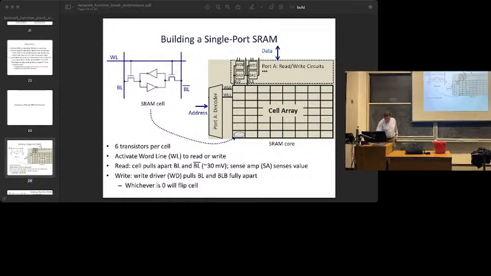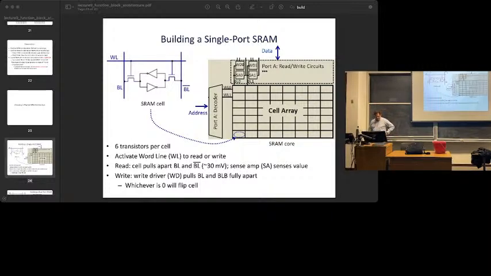To do a read, we actually use the exact same circuitry. We decode the address. The word line goes high. This transistor turns on. This transistor turns on. But this time, we don't turn on these powerful write drivers, these big buffers that can strongly drive those bit lines. Instead, before the word line goes high, we pre-charge this line to VDD over 2 and this line to VDD over 2.